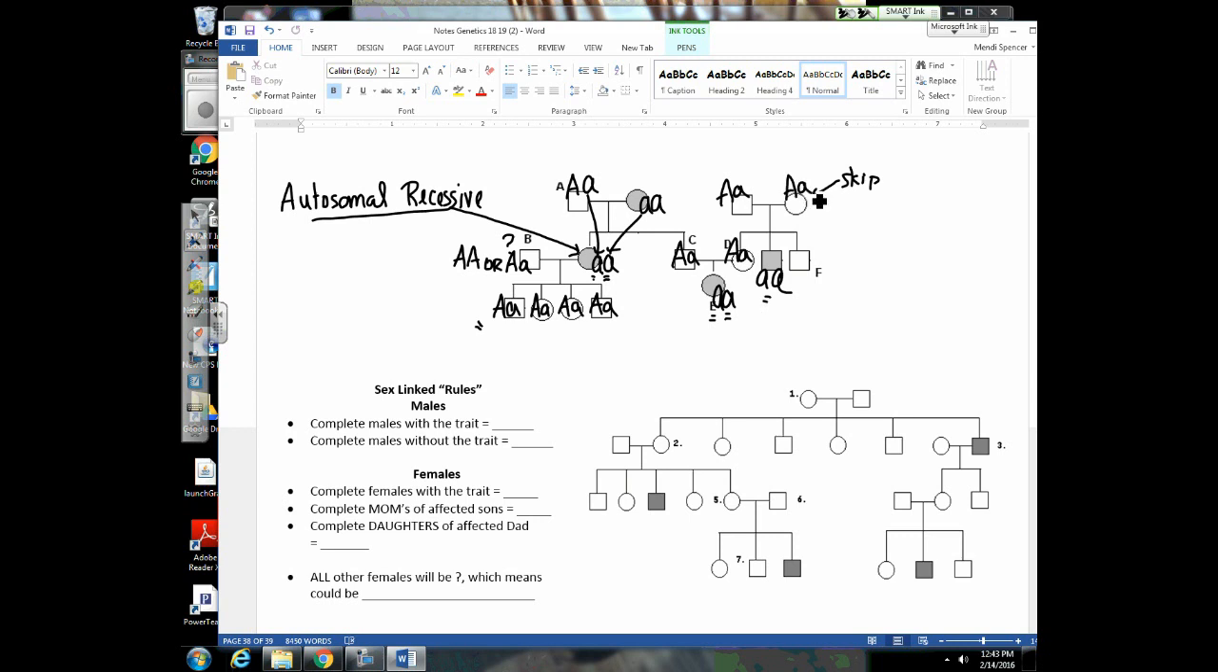But for F, F would be a question mark because F could get a big A from each parent, or a big A and the other parent passed on a little a. We won't be sure until we see the children, and if they have a little a, we would know for sure.